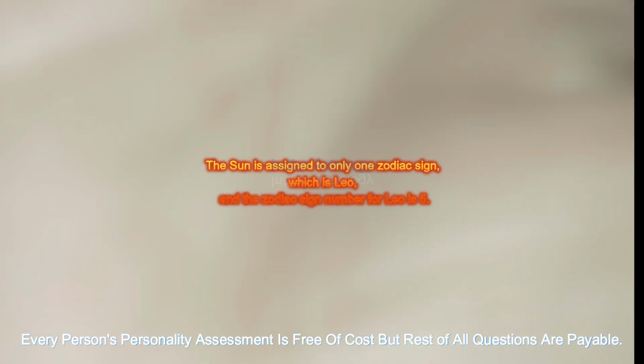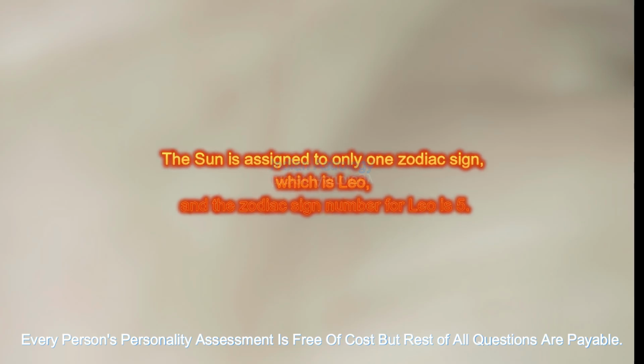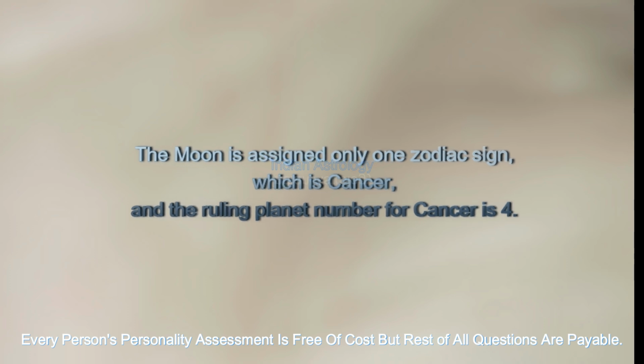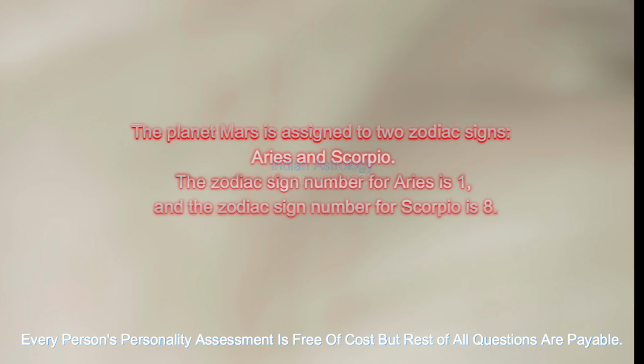The Sun is assigned to only one zodiac sign, which is Leo, and the zodiac sign number for Leo is 5. The Moon is assigned only one zodiac sign, which is Cancer, and the ruling planet number for Cancer is 4. The planet Mars is assigned to 2 zodiac signs, Aries and Scorpio. The zodiac sign number for Aries is 1, and the zodiac sign number for Scorpio is 8.